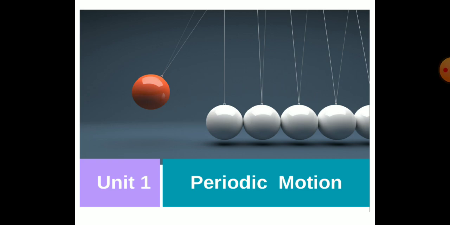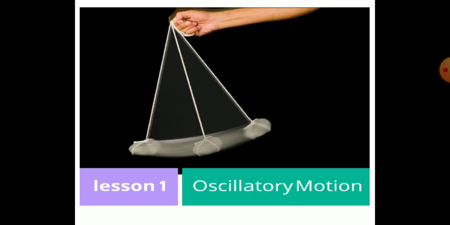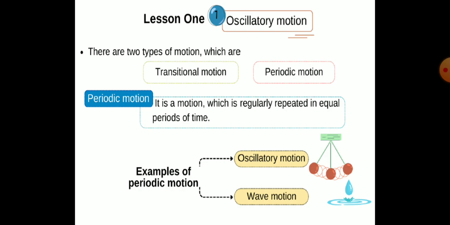So, first of all, we are going to talk about Unit 1, periodic motion. We'll start with Lesson 1, oscillatory motion. There are two types of motion, which are translational motion and periodic motion. First, we are going to talk about periodic motion.